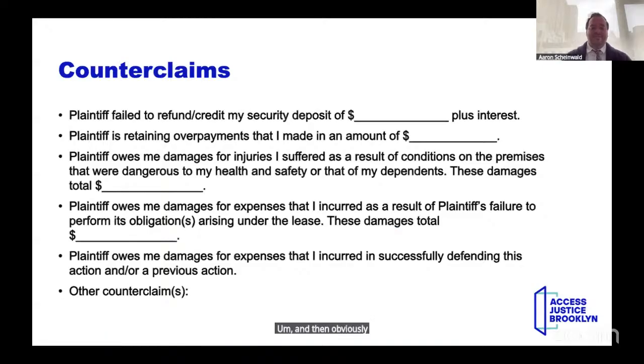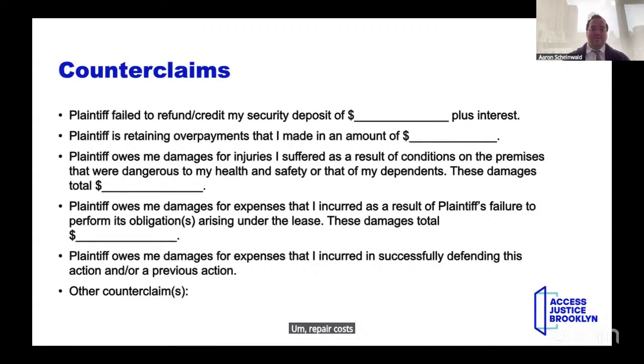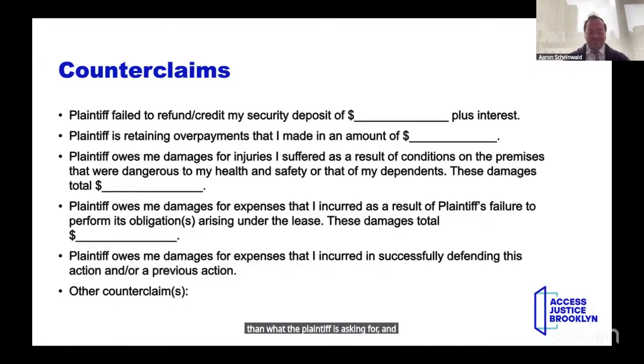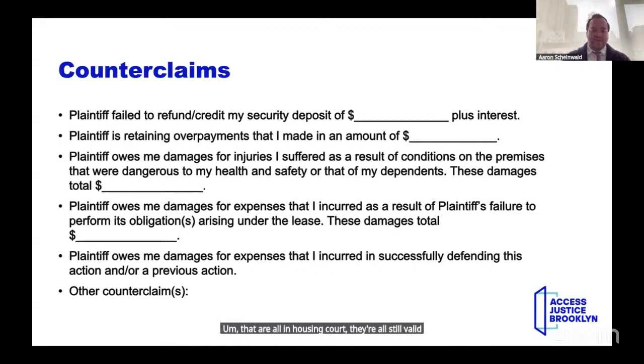And then obviously you have counterclaims. Those are things, of course, that you're going to have to prove because those are claims that you are making against the other side. So the burden is on you, the former tenant, to prove those things. But those are things that you can assert, right? So security deposits, overpayments, damages, repair costs, those are all counterclaims that can be used to set off a claim by the landlord for rent arrears, or every so often you will say, I had this expense and that expense and that expense, and it is worth more than what the plaintiff is asking for. And you say, actually, since you're the one coming here, it turns out that you really owe me. And that's what I think should happen in this case. That's pretty rare, but it does happen. And so those are all things that you can put into your answer as a former tenant or a former occupant that are all in housing court. They're all still valid in these civil cases.